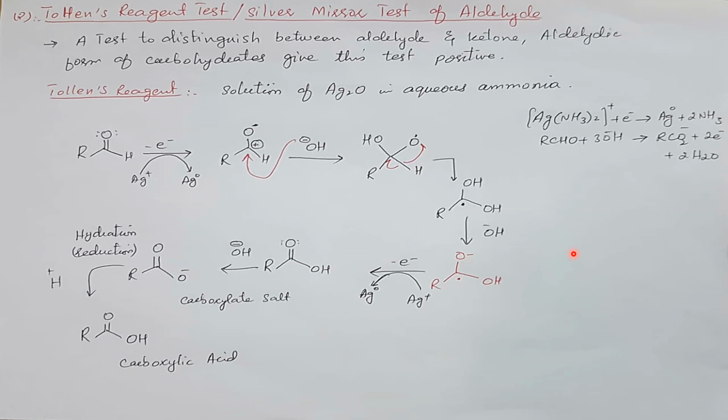So Tollens' reagent or the silver mirror test is the differentiation test between the aldehyde and the ketone. The aldehyde will always give this test positive. We will get the reaction flask silvery like a mirror, glossy, because metallic silver is deposited. That test will be positive in the case of the aldehyde, but the ketones will give this test negative. So now we'll see what happens in this test.